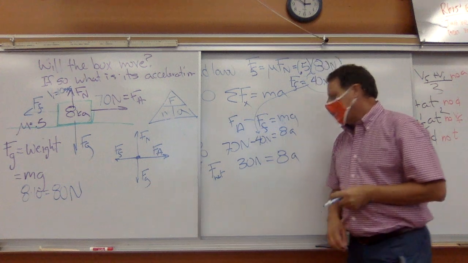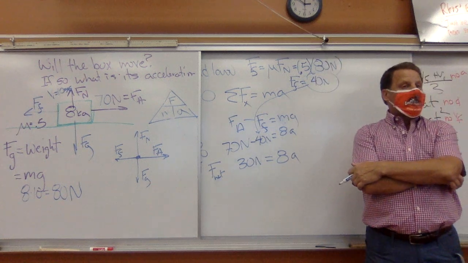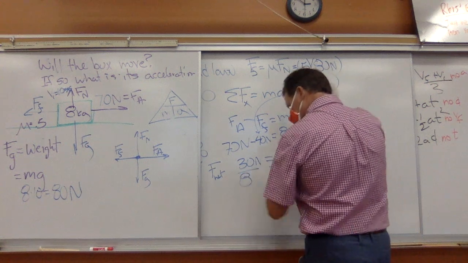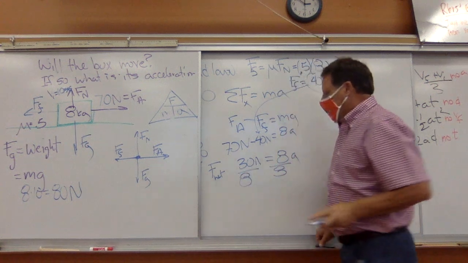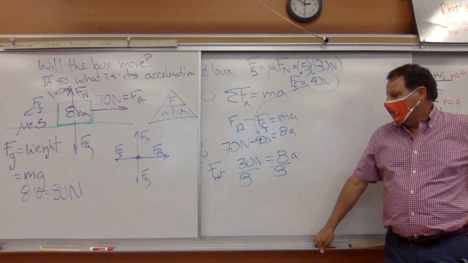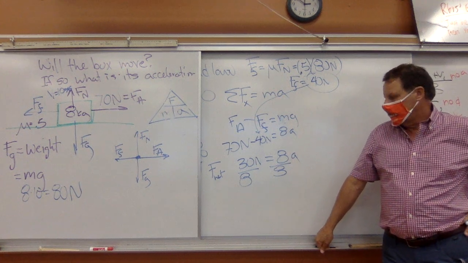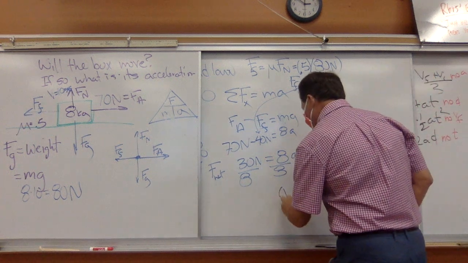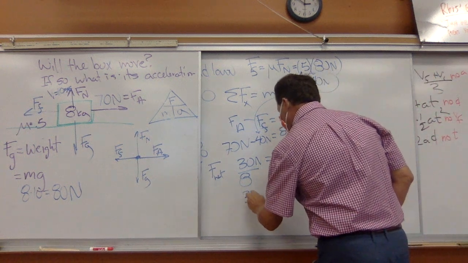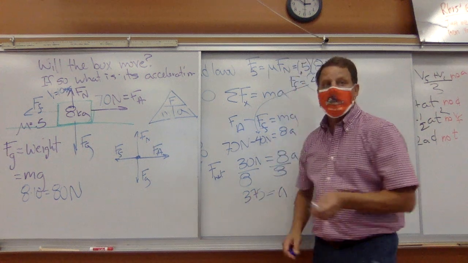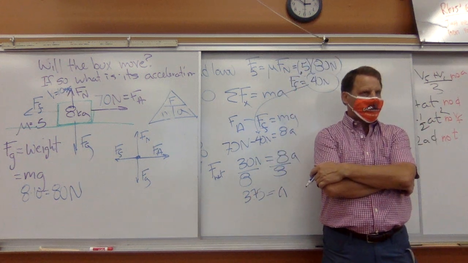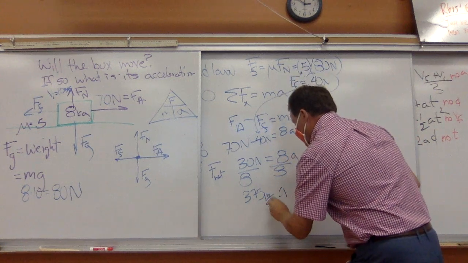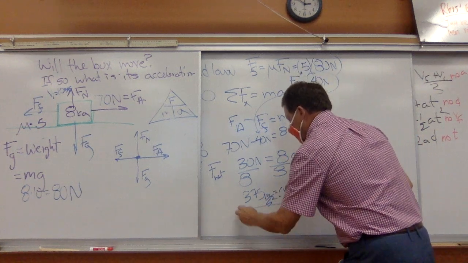And now that is equal to 8a. So now we're going to divide again both sides by 8. Okay, and we're going to get, it looks like, 3.75. So our acceleration is going to equal 3.75. And again, that would be meters per second squared.